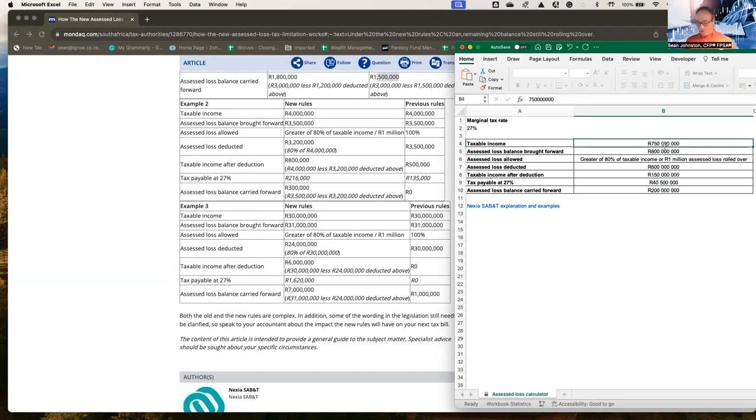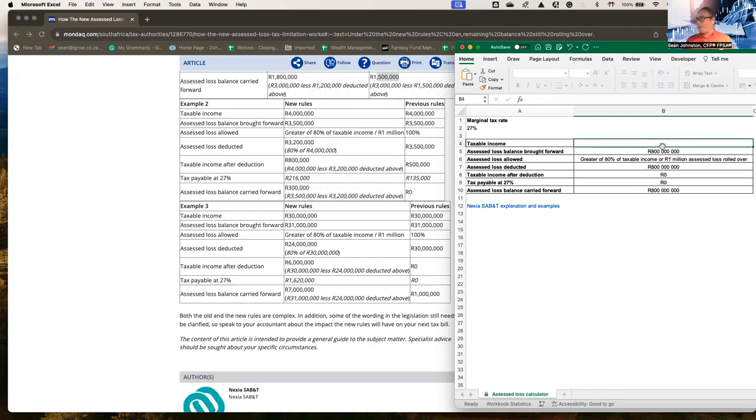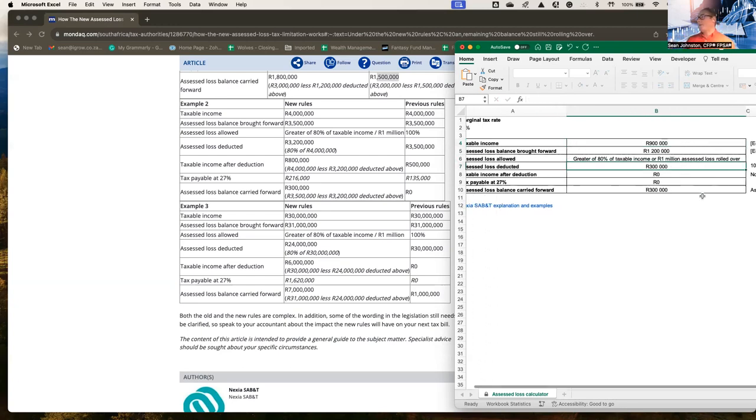Now on the converse, let's just show you quickly on this example. If it's under a million, let's say it's 900,000, and you're running over with 1.2 million, then you will apply the old rules because it says it's a million or more, whichever is higher. So quite simply, you're going to roll over with 300,000 because you've got 300,000 losses that are greater than your 900,000 taxable income.